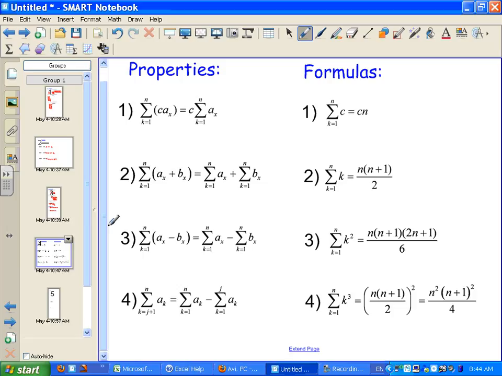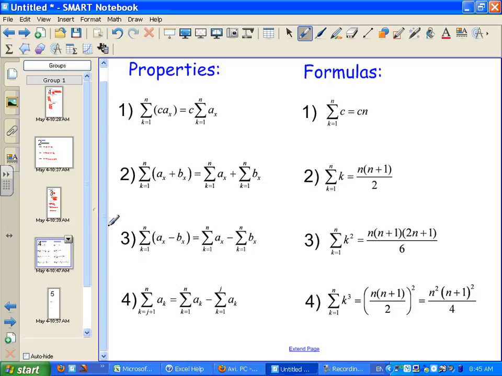Here, if I have 2 formulas being added, you can break it up so that it's the summation of the first one plus the summation of the second one. Likewise, if you have two little formulas that are being subtracted, you could break that up into summation of the first one minus the summation of the second one.